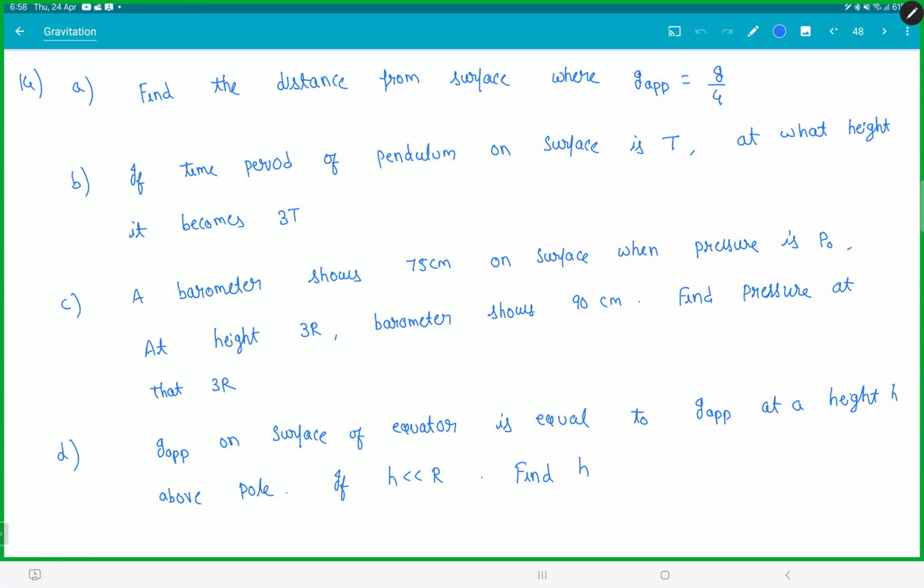What about the D part? G surface on the equator, the D1 is kind of a PYQ actually. So see the question, on the surface of the equator, the gravity, and when you go a little height above the north pole, the gravity is saying it is equal. And what is that height H?